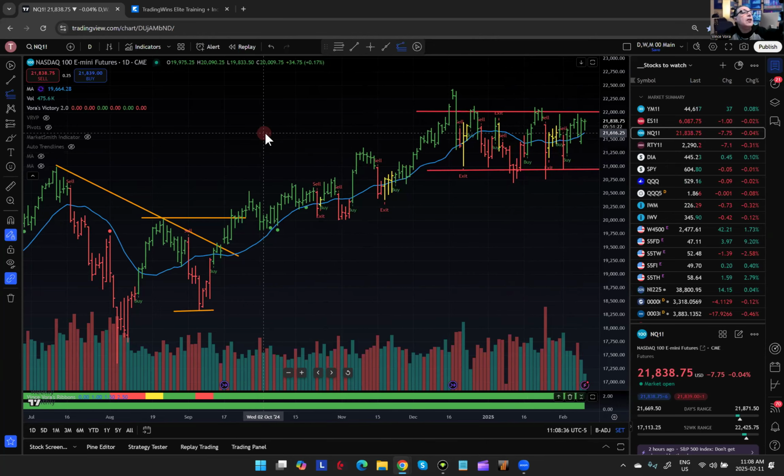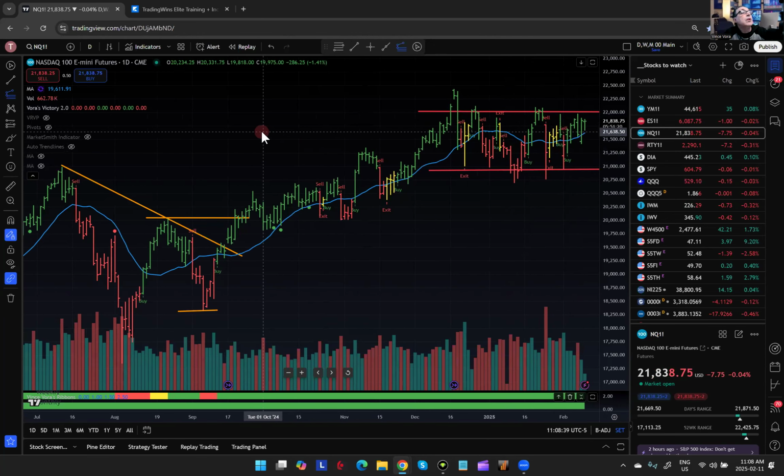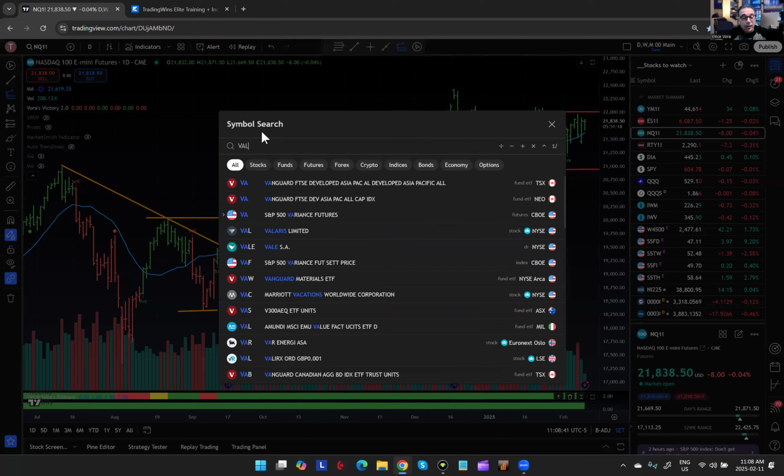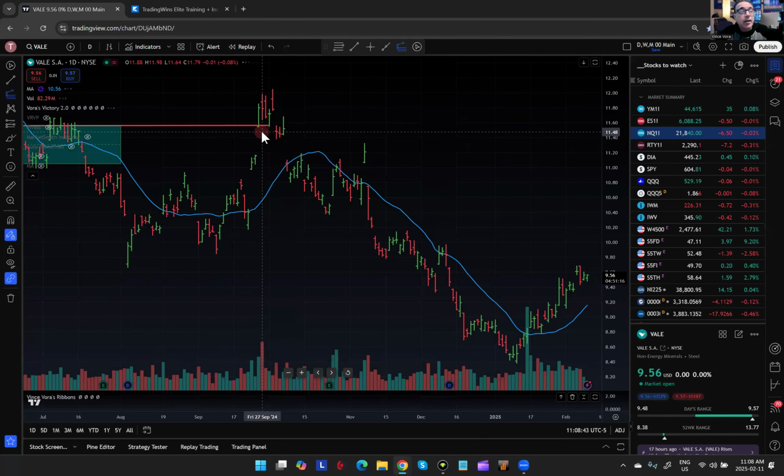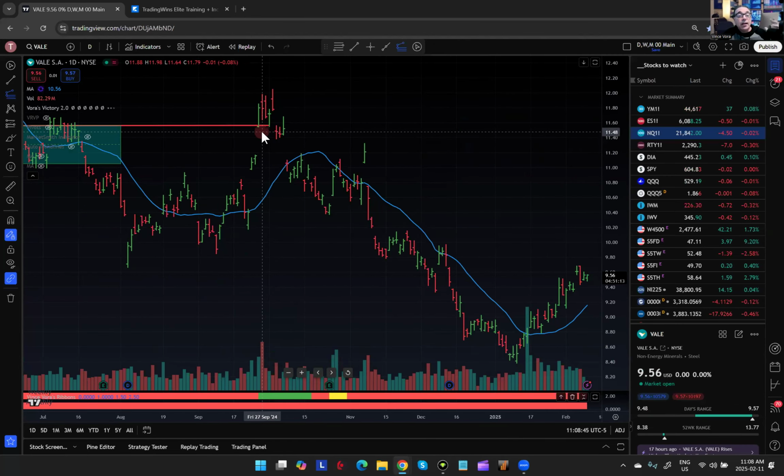So let's take a look at a few symbols here. The first one, it was a request for Vale, V-A-L-E. Let's look at VALE. And please, if there's a specific time frame that you want to look at, let me know. Otherwise, I'll just go through what I'm seeing here.